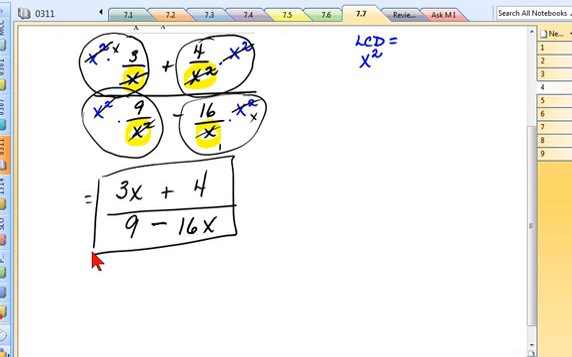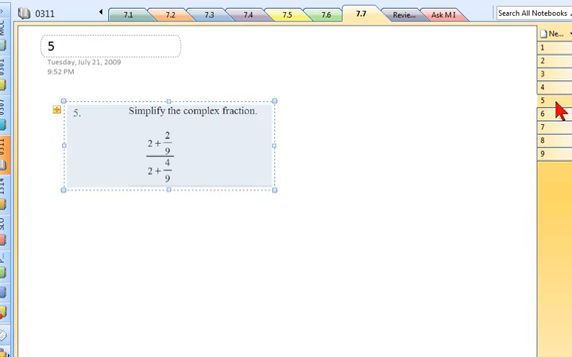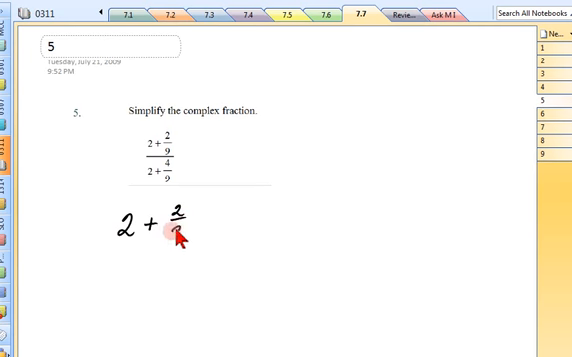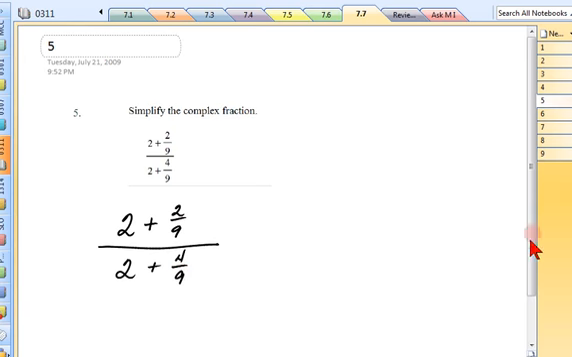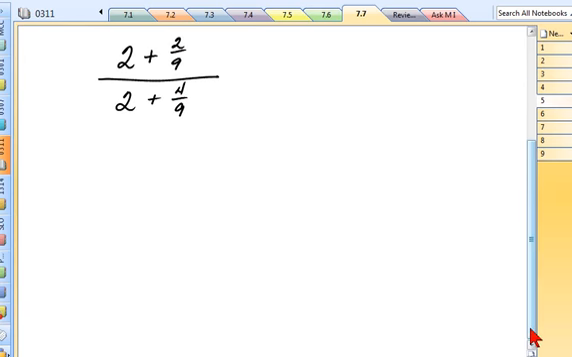Are we okay on this one? Okay, let's look at number 5. The original problem in number 5 is to simplify 2 plus 2/9 over 2 plus 4/9. Do you see this as what I referred to as a type 2 problem? Because it has the sum of terms in the top and the bottom.